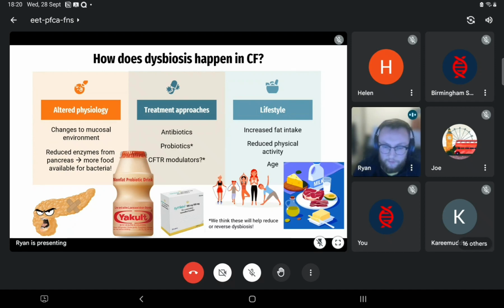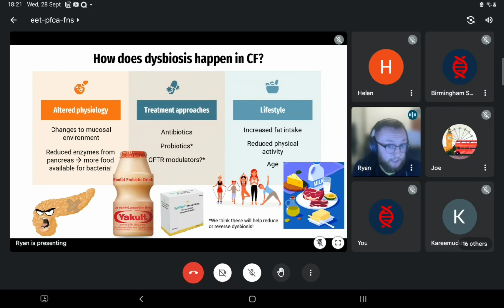And then we have reduced physical activity. Obviously, these patients have lung infections. They're not very physically fit. Their cardiovascular health is not very good. That will impact the microbiota. And as patients get older, their microbiome changes as well, naturally. So these things all play into it.